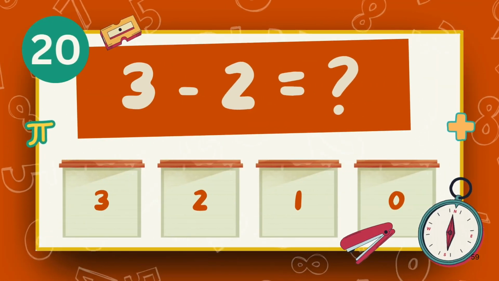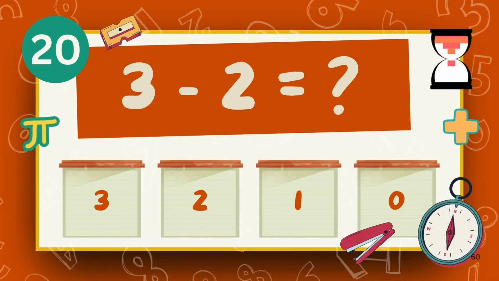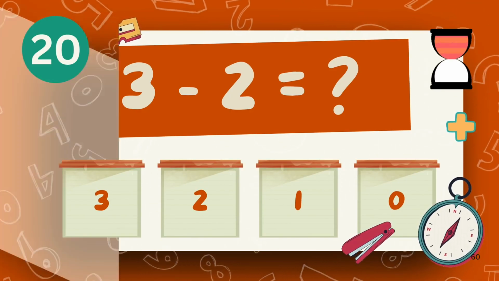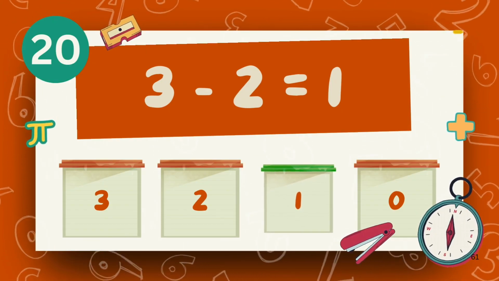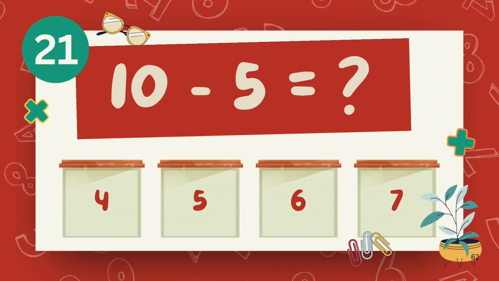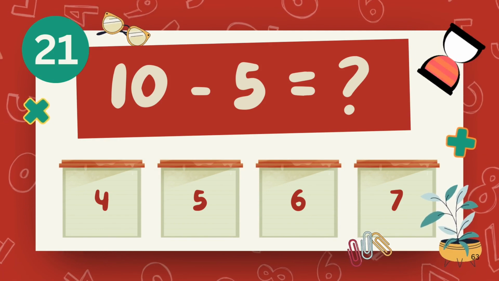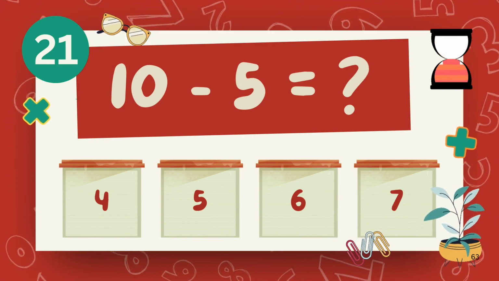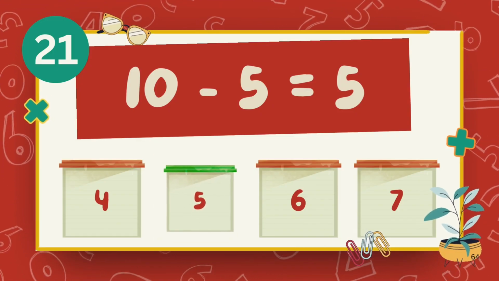What is 3 minus 2? The answer is 1. What is 10 minus 5? The answer is 5.